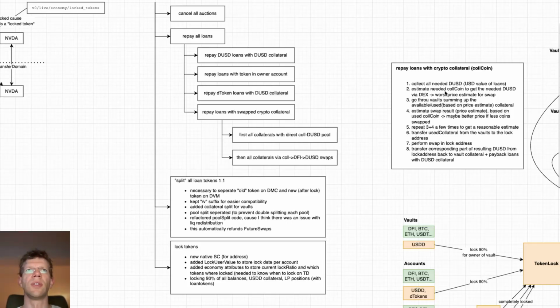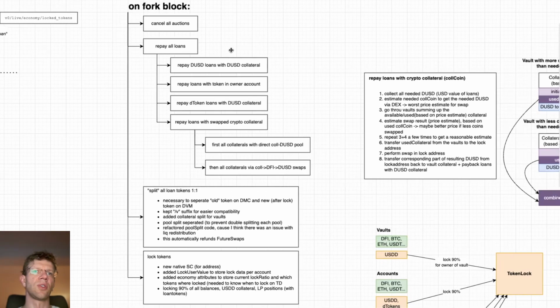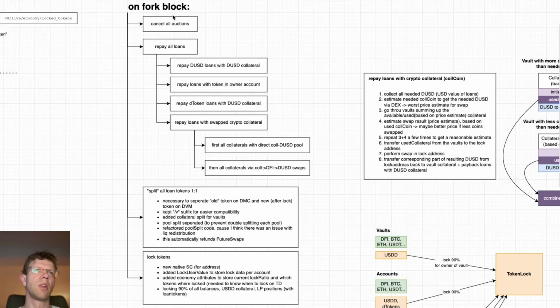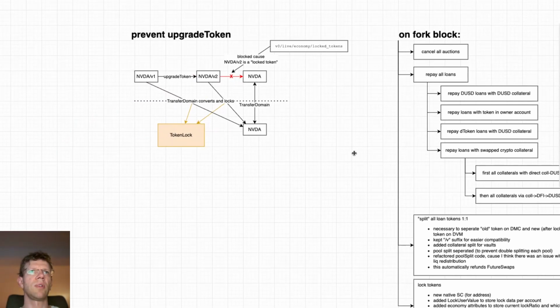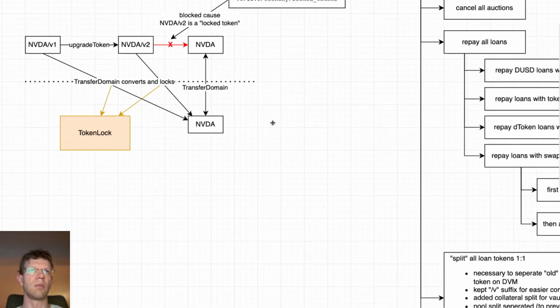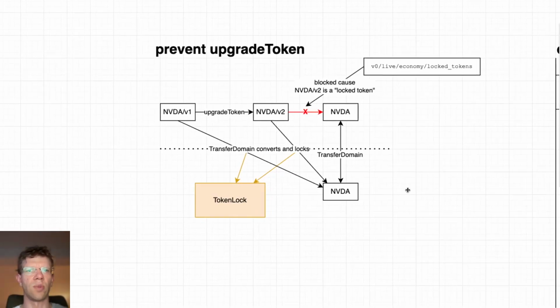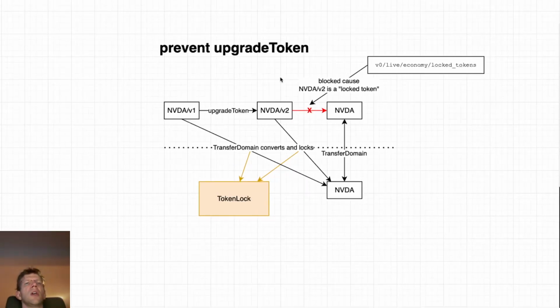So there we have the actions on the block: cancel all the auctions, repay all the loans, including swapping of collateral to DUSD and burning it for the loans, splitting all the tokens 1-to-1, and then locking the tokens. Now, one-time event done, let's look at the continued logic afterwards. I already teased that a bit.